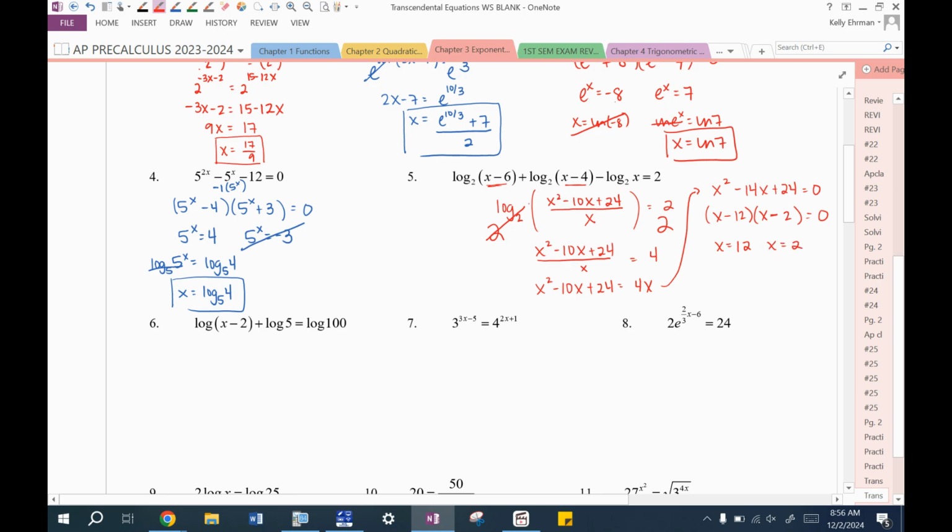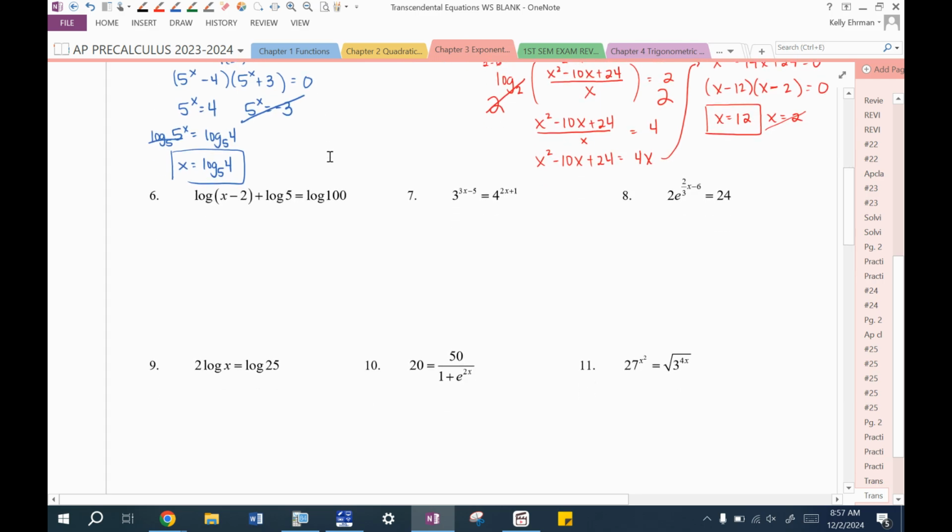Now remember, this is a log equation, so I need to double check my answers. Can I plug 12 and 2 back into the original equation and get the log of a positive value? So 12 is fine, right? Because 12 minus 6 is positive, 12 minus 4 is positive, and 12 is positive. But if you plug in 2, that's not going to work because 2 minus 6 is negative. 2 minus 4 is negative. 2 works here, but it doesn't work for the first two. So 2 is extraneous because it causes you to log a negative value back in the original equation. 12 is the only solution to that one.